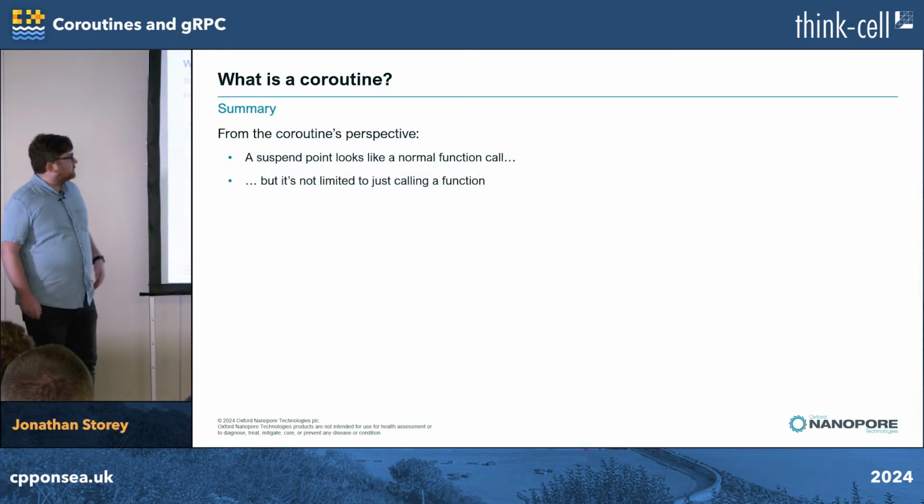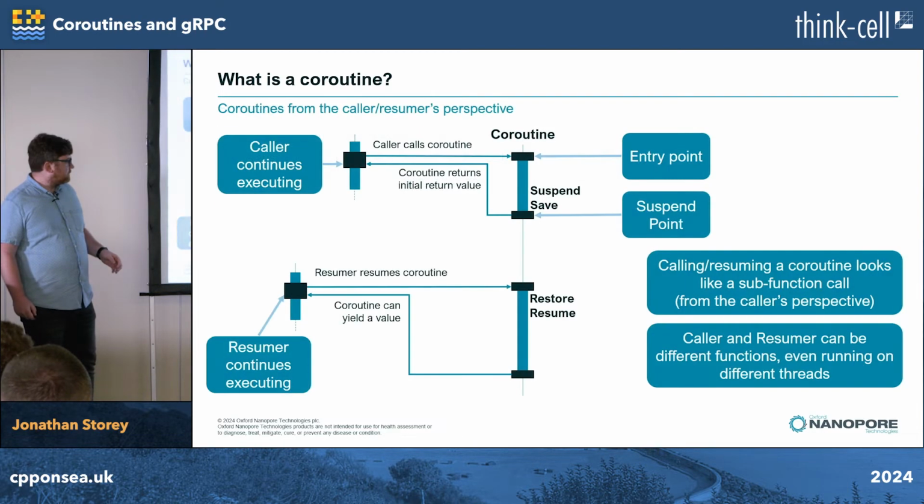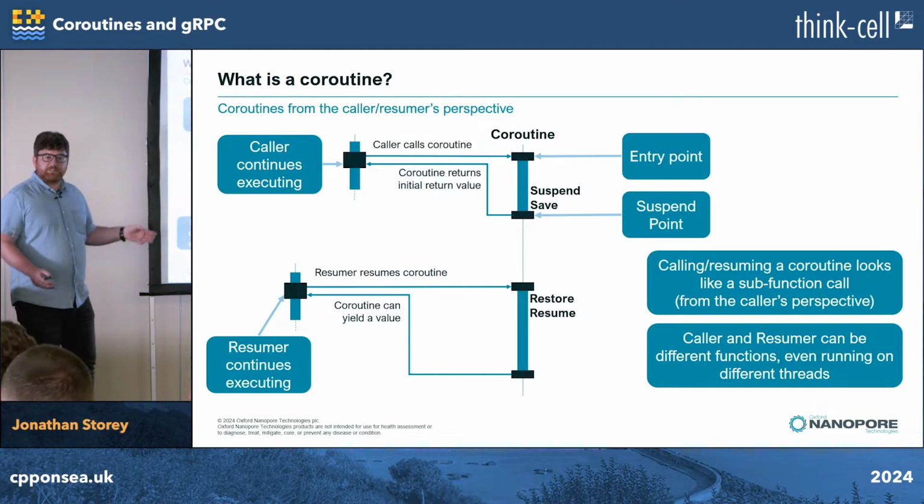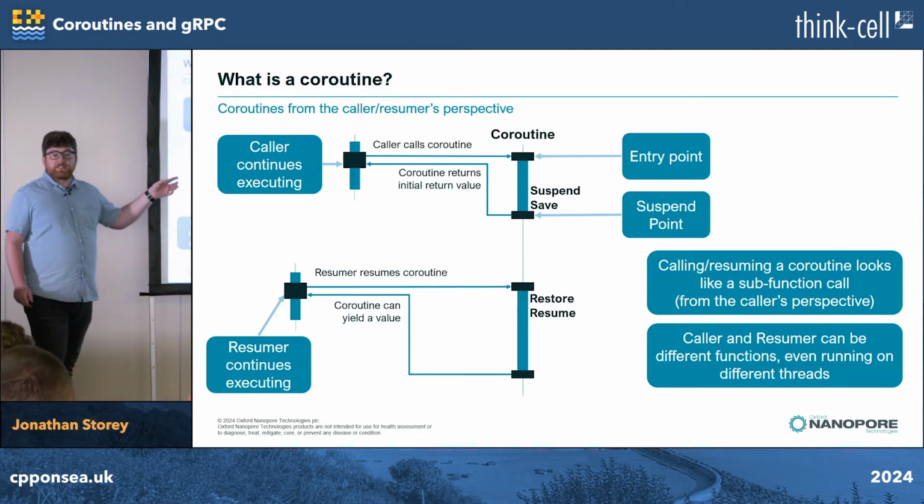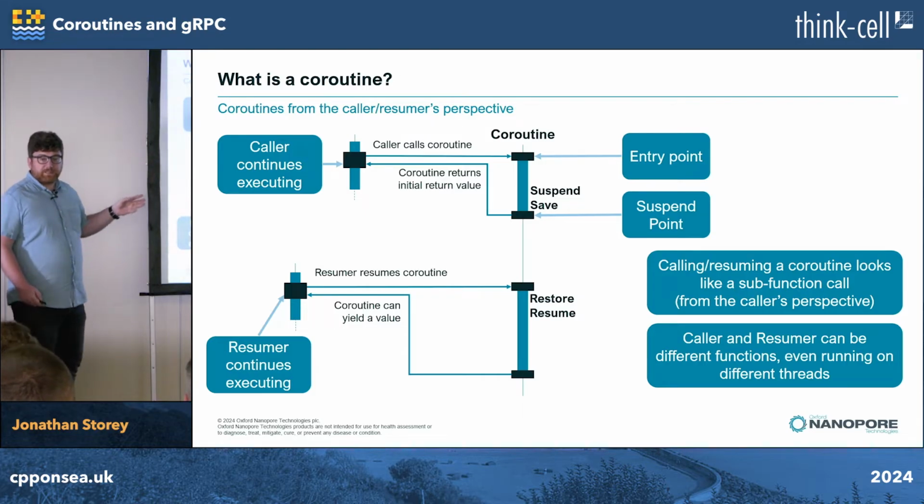Yes, it can yield at any suspend point, and the end is just a special kind of suspend point. So yes, I've only shown one suspend point. A coroutine can have multiple suspend points throughout its lifetime. I've just shown one for simplicity.